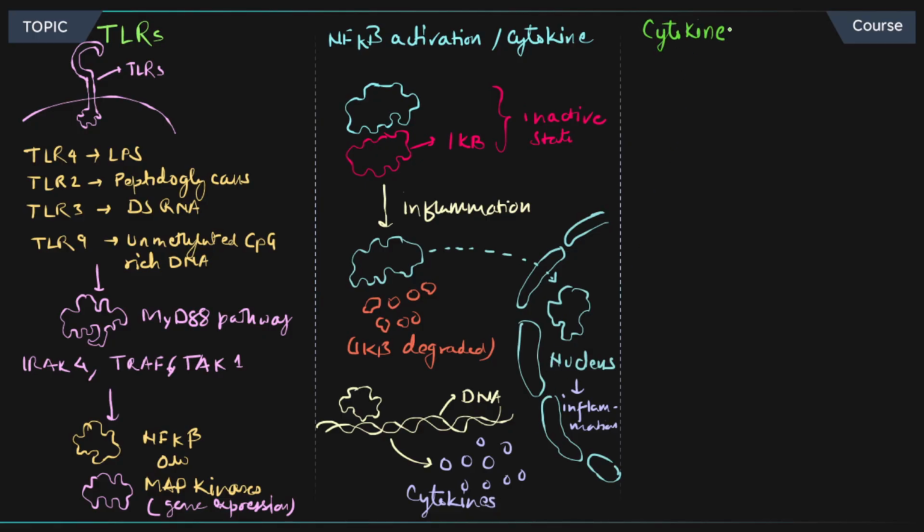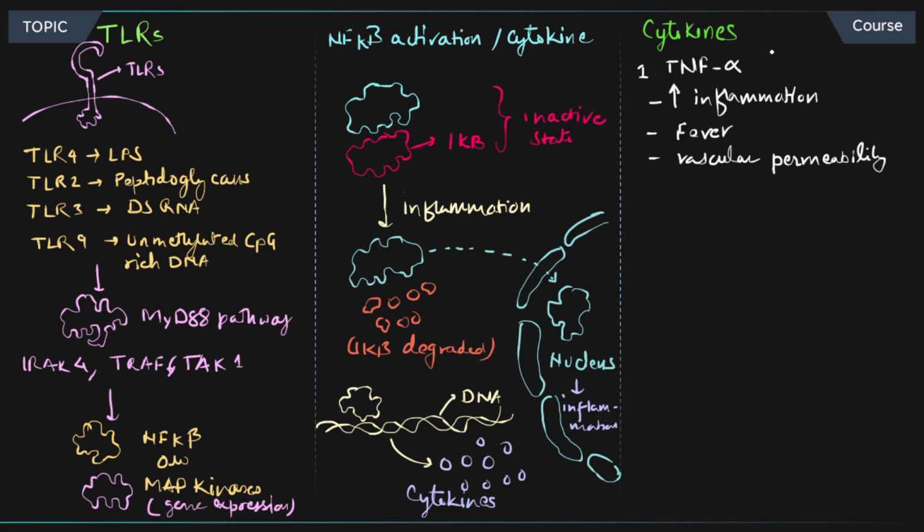And what the cytokines will do in our body, let's understand that. The first cytokine that will be released is, it's not NF-kappa B, it is TNF-α. It is a pro-inflammatory cytokine. It's going to cause an increase in inflammation. It's going to cause an increase in fever. It's going to cause vascular permeability. Very, very important. Vascular permeability will be caused by TNF-α, tumor necrosis factor alpha.